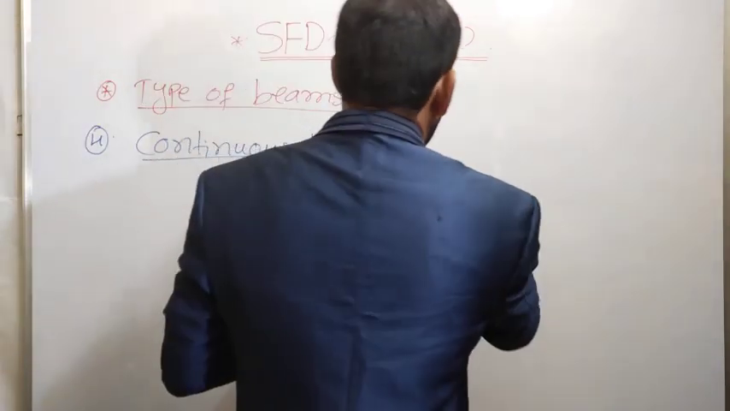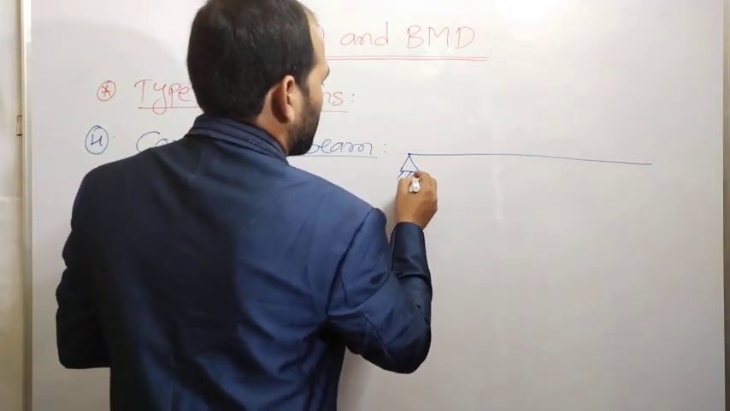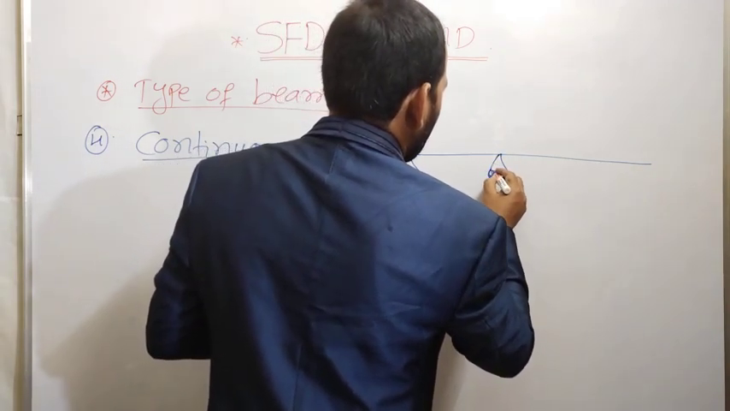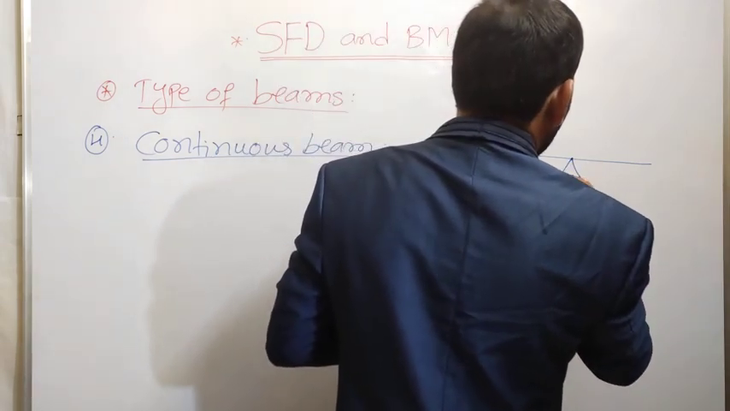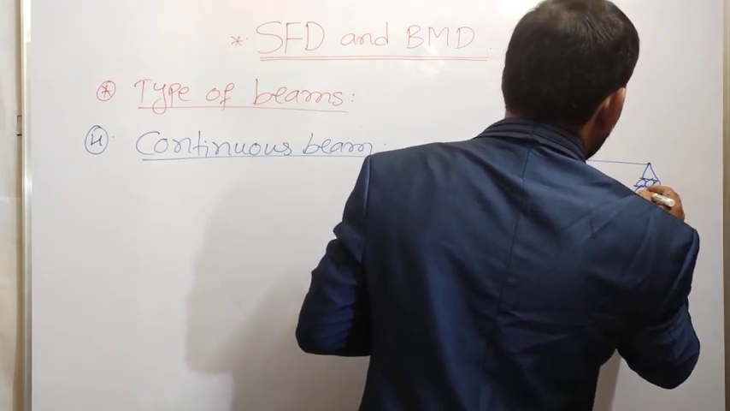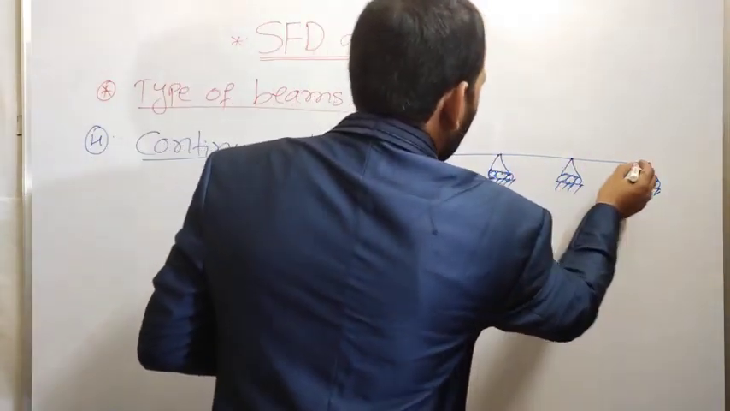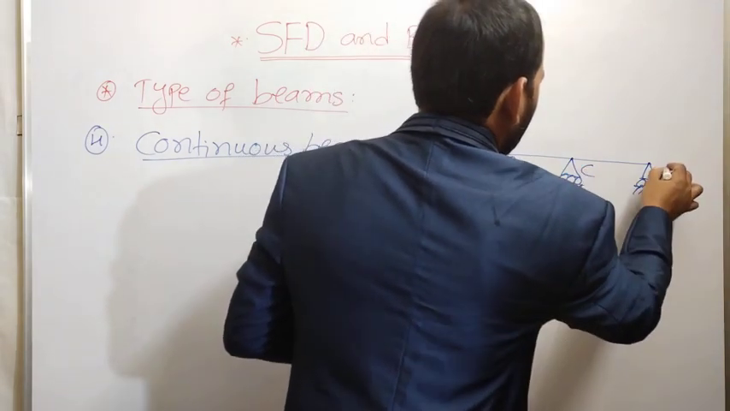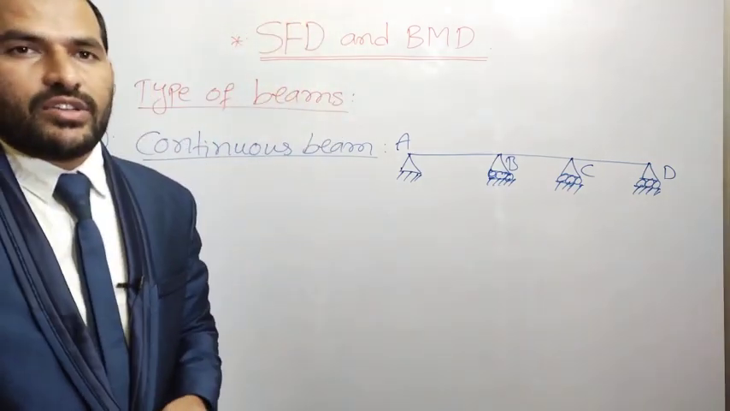Alright, so this is the continuous beam. This is one support, this is one more support, and this is one more support, and this is one more support. So here one support, another support, another support, and another support. This is support A, this is support B, this is support C, and this is support D. More than two supports is called a continuous beam.